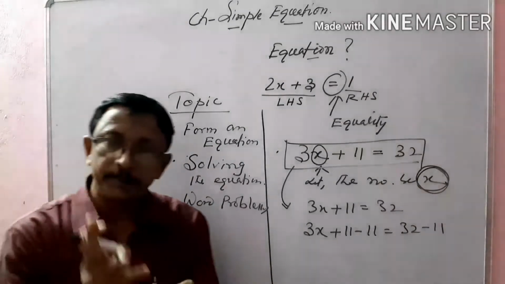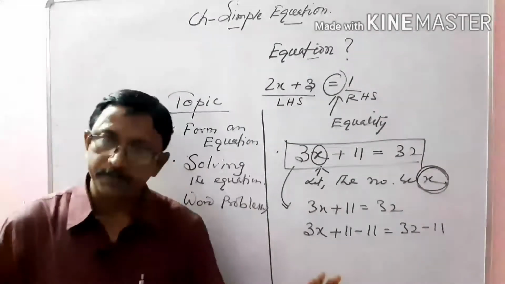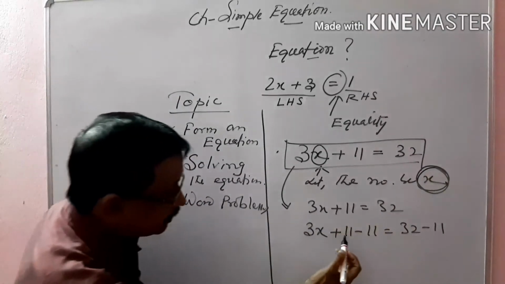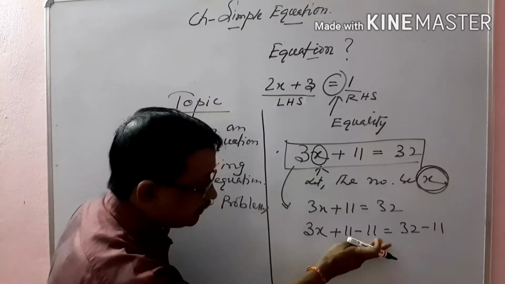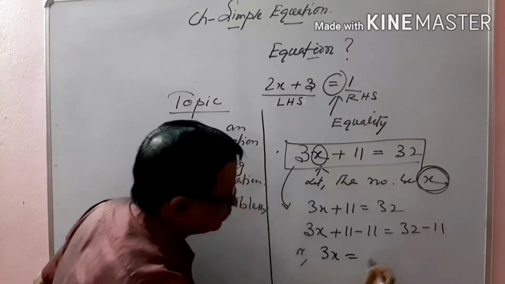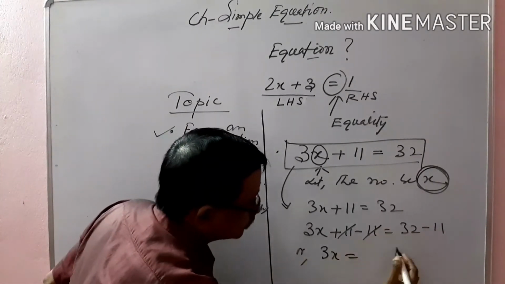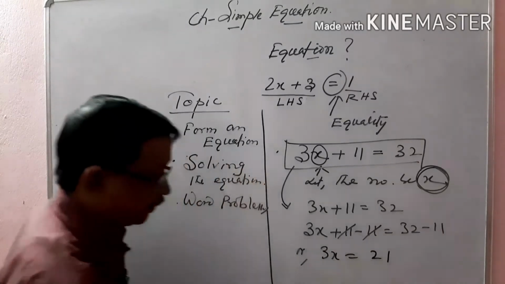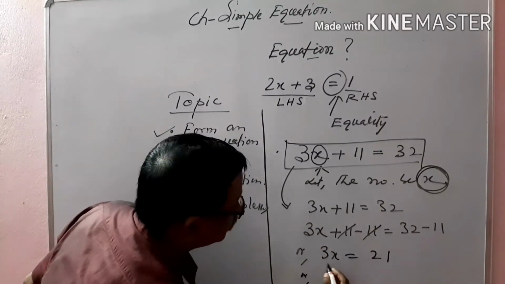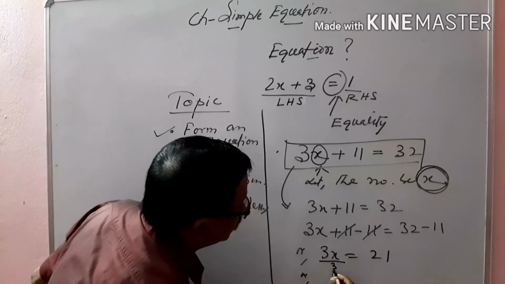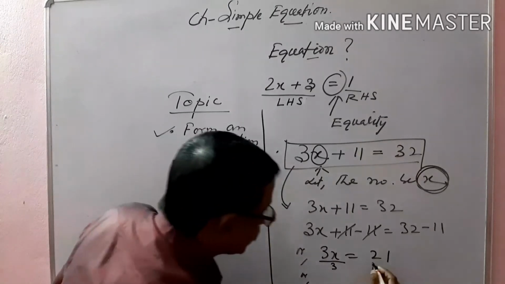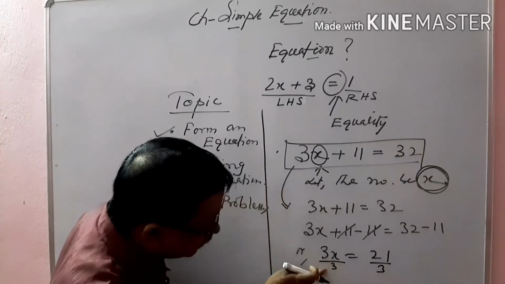In an equation, one thing you remember: any number we can subtract, we can add, we can multiply, we can divide by the same number. So we are doing plus 11 to minus 11 on both sides. So 11 cancels, we are getting 3x equal to, and 32 minus 11 is 21. Now you see 3x equal to 21, then on both sides again divide. To remove this 3 and make the variable separate, we can divide by 3 on both sides.